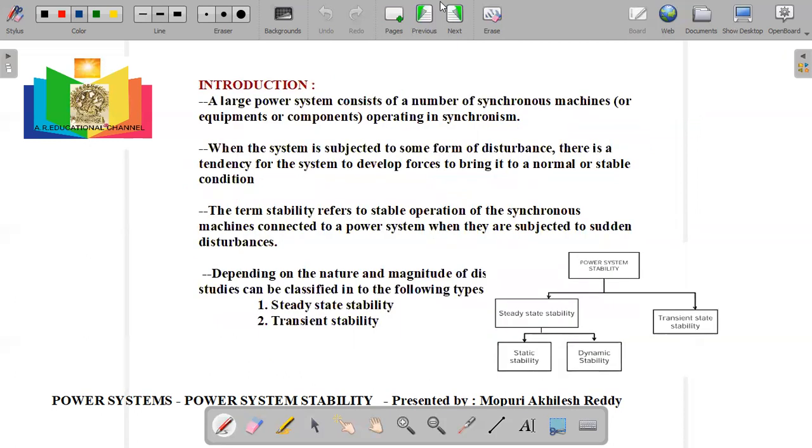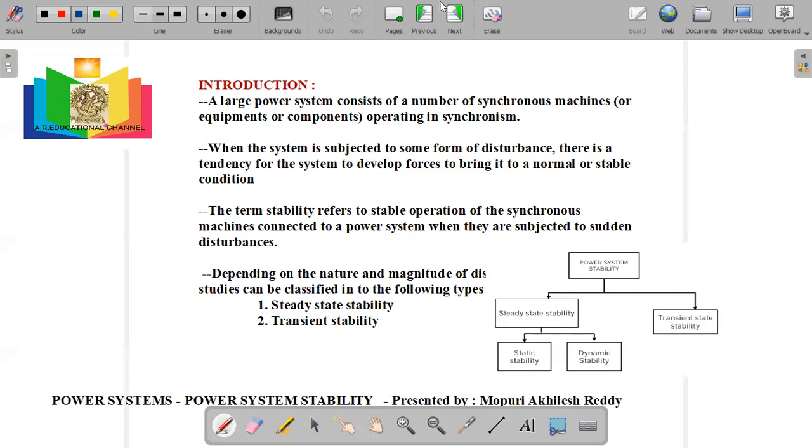A large power system, as I said, consists of many synchronous machines or equipments or components operating in synchronism. Whenever we connect many synchronous machines in parallel to provide a certain load, whenever we are adding a synchronous machine to the grid, we will be checking the conditions to be satisfied so that it will be in synchronism. We will see the synchronism concept in induction and synchronous machines.